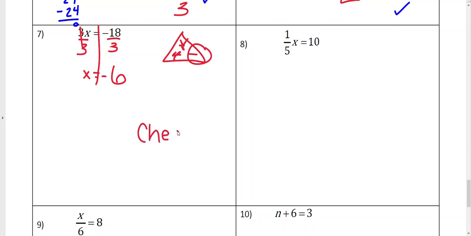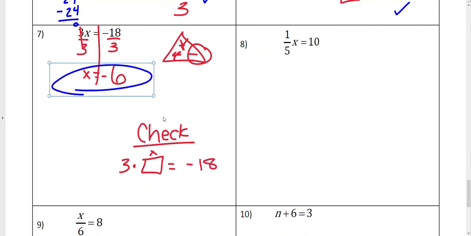Let's do the check step to make sure we got it right. 3 times x, well, we need to fill in the blank, is equal to negative 18. We said that x was equal to negative 6, so I'm going to plug in negative 6 here. Is 3 times negative 6 negative 18? Yes, because 3 times 6 would be 18, and if you use the triangle, a positive times a negative gives me a negative solution. So I know I got that one right.